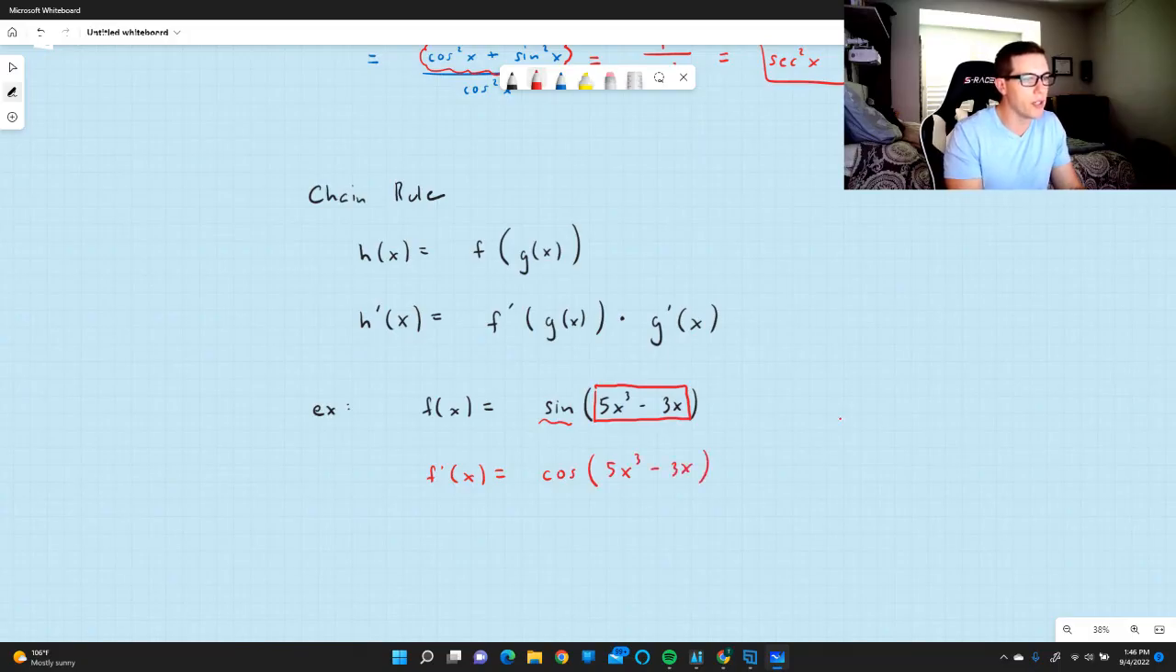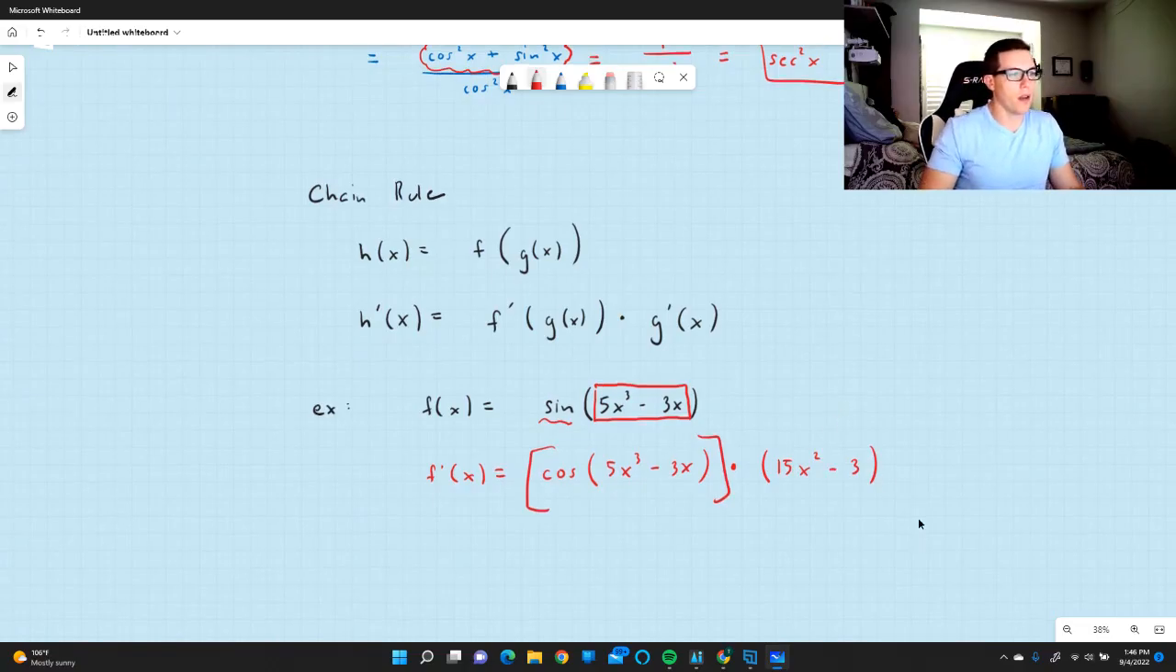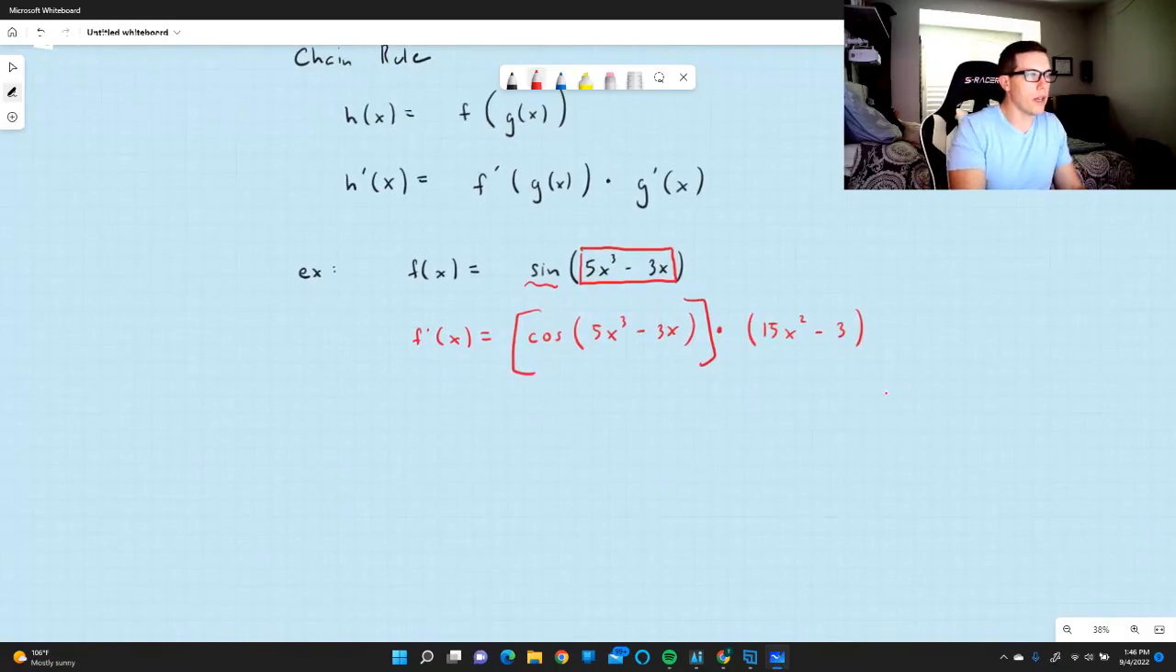People always try to take the derivative of both at the same time. No. The box stays the same, but you multiply by the derivative of the box, which would be 15x squared minus 3. That's the answer. Can't multiply these together because this is the cosine of this times the 15x squared minus 3. And then this year we will do a couple double chain rules. So let's just do one more and then call it a day.